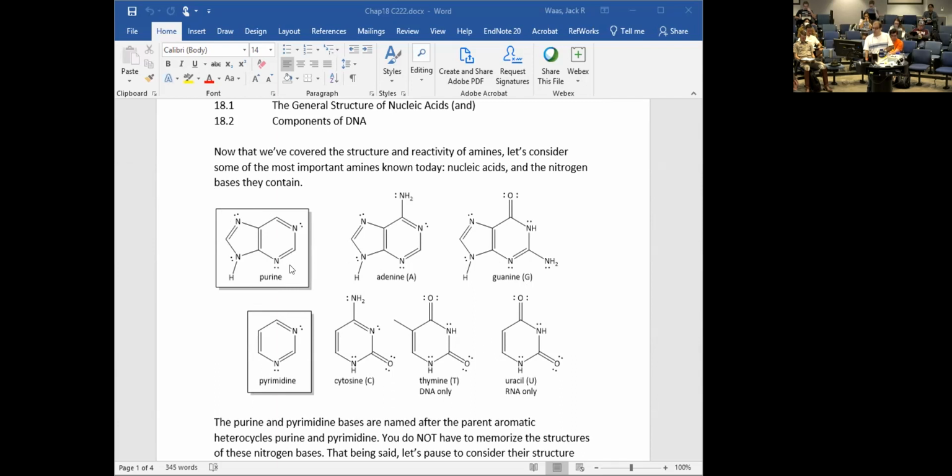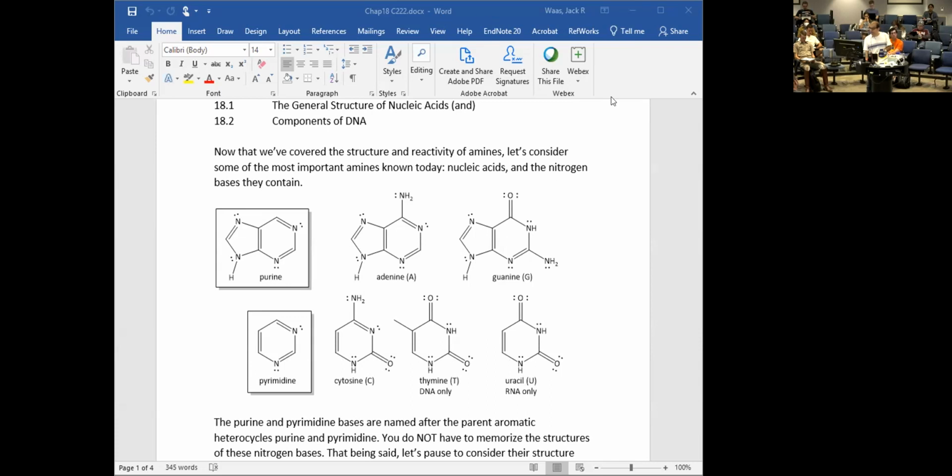Otherwise, in terms of the structure, I think you'll see the clear analogies between adenine and purine. They're almost the same, except for one more amino group in adenine. But guanine looks a little different at first blush. And the same can be said of cytosine, thymine, and uracil. They don't seem to have quite as many double bonds in the six-membered ring as pyrimidine does. And there's actually an explanation for that.